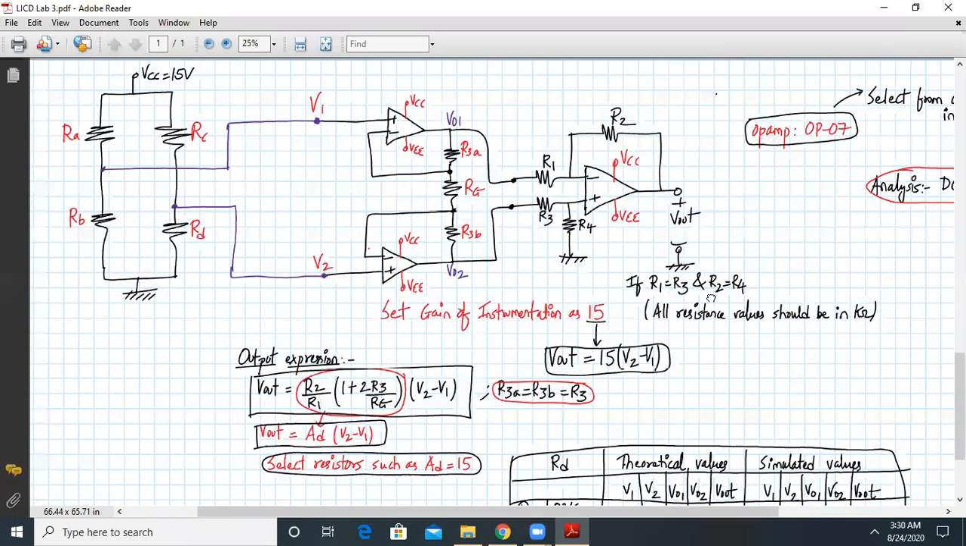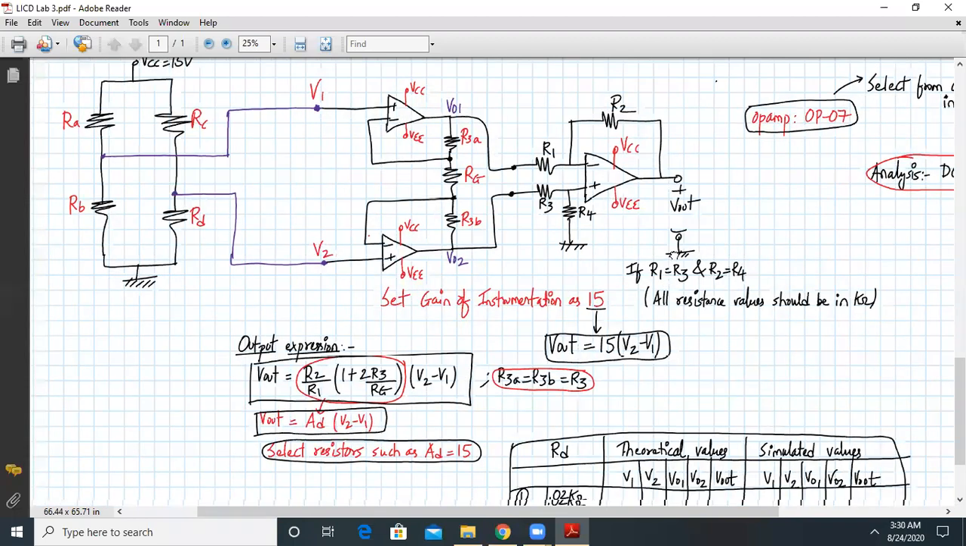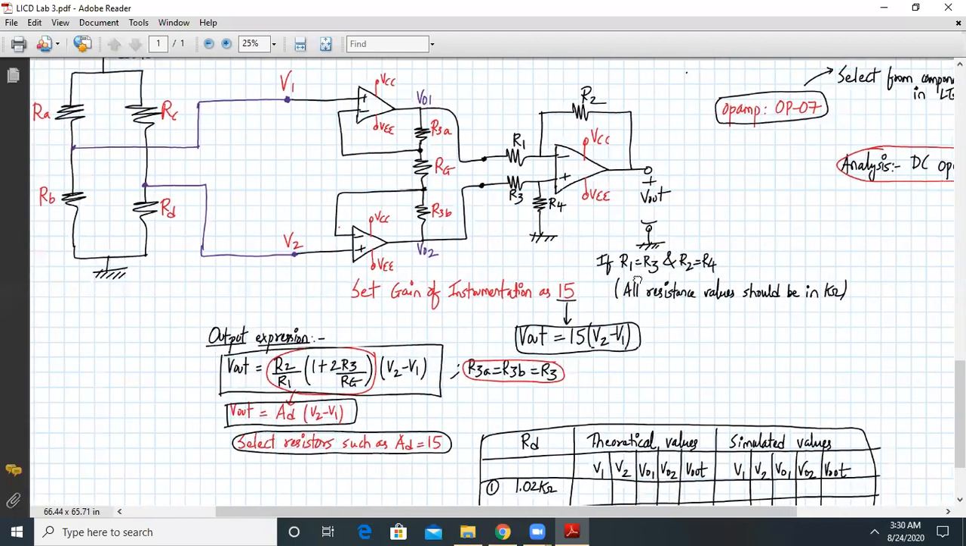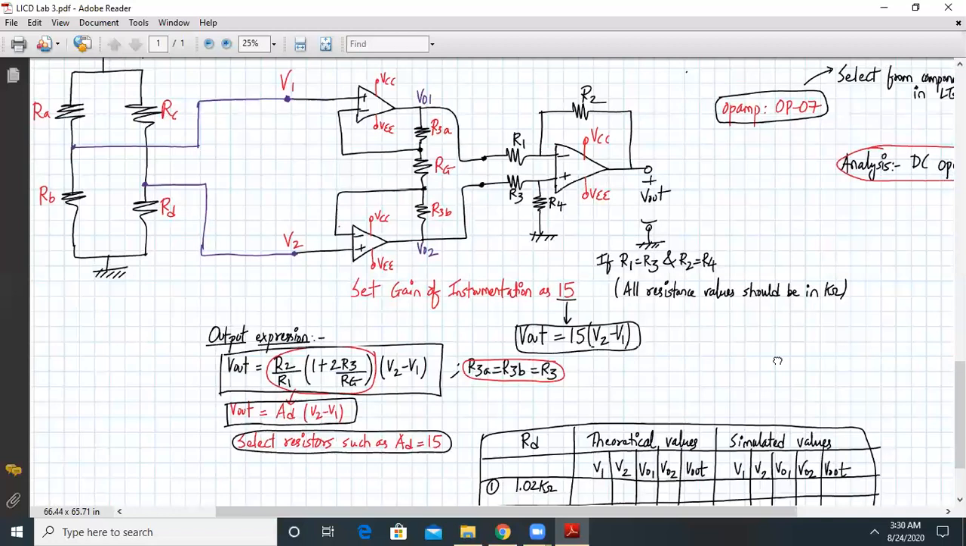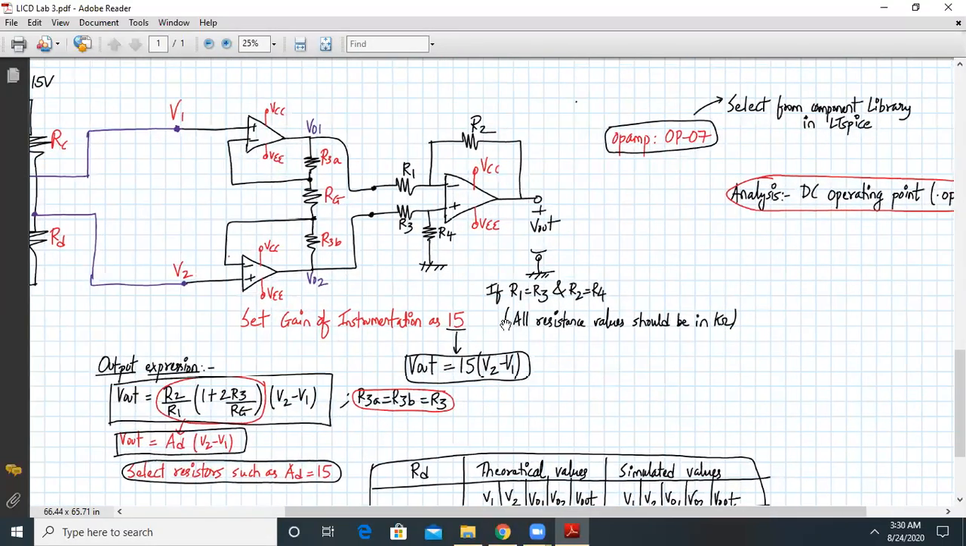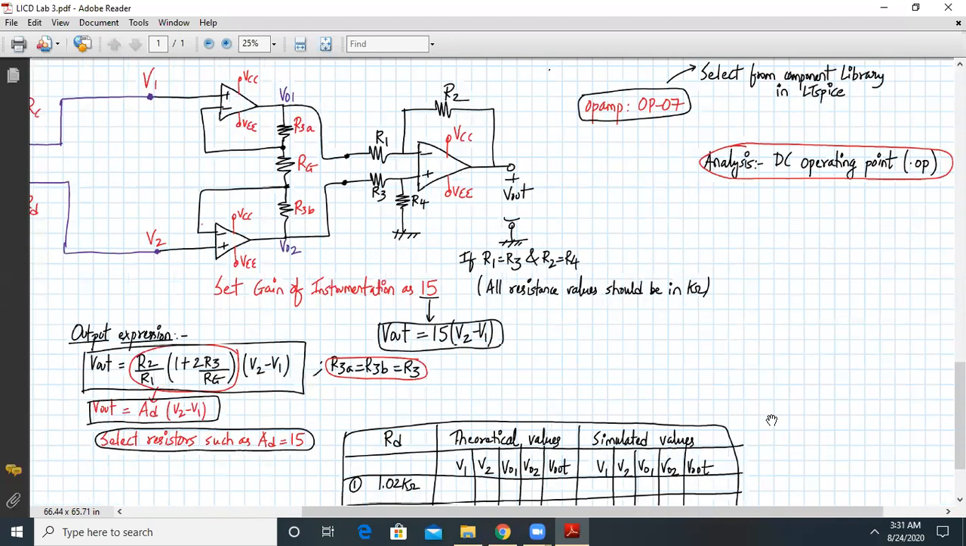So we need to select the resistors around the instrumentation amplifier such that the gain becomes 15. Here R1 is equal to R3 and R2 is equal to R4, and all the resistances which you select should be in kilo ohms. Bear that in mind: the resistance should be neither in ohms nor in mega ohms.